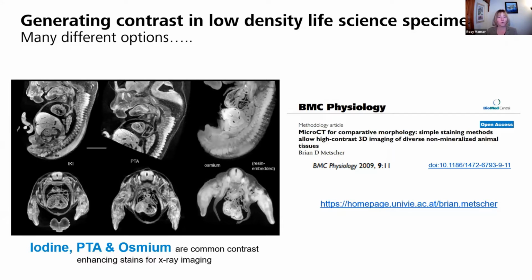Iodine, PTA, osmium are all very common contrast enhancement agents that you can use. But yeah, those references are a great starting point if you're interested in setting off down the road of X-ray imaging.